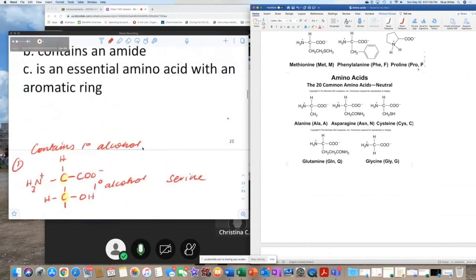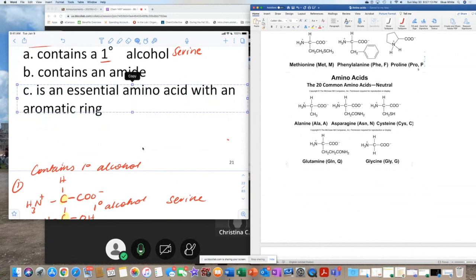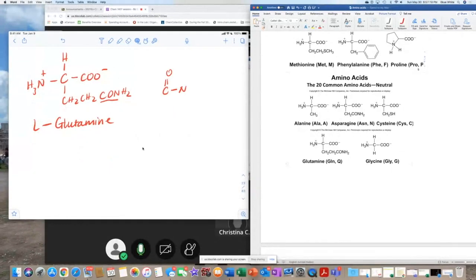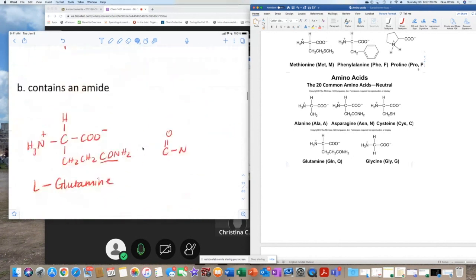Okay, what is my last one that I have to work on? It says you want to draw an essential amino acid with an aromatic ring. Okay, that one is easy to find. We don't have very many with aromatic rings. Oh, come on. I don't know why it doesn't copy very well. I have to do this twice. Copy.